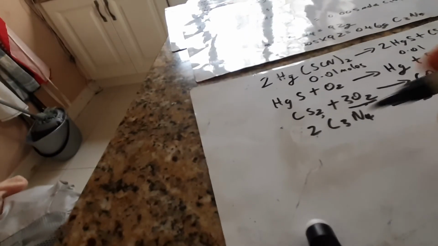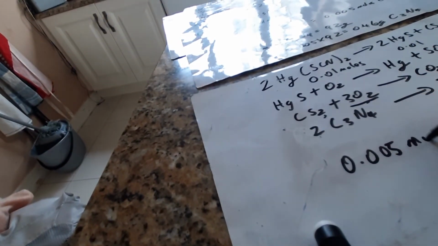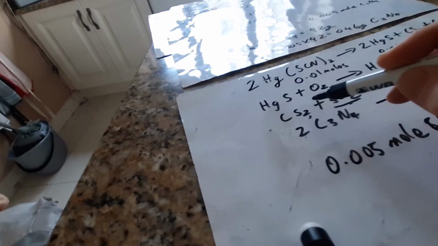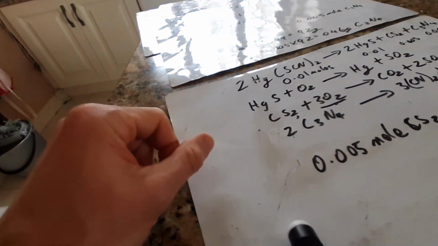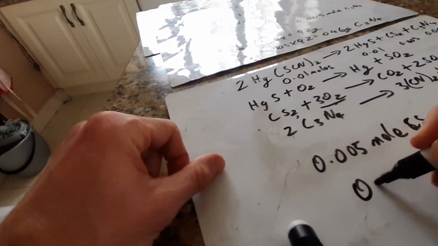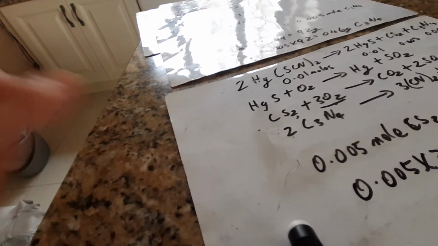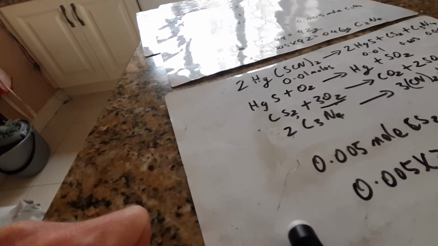So what we're doing is, we started with 0.005 moles of CS2 here, okay? And the amount of oxygen that we're going to need is 3 times that amount. All right, so we're going to multiply 0.005 moles times 3, like this. And we're going to get 0.015 moles of oxygen is required.